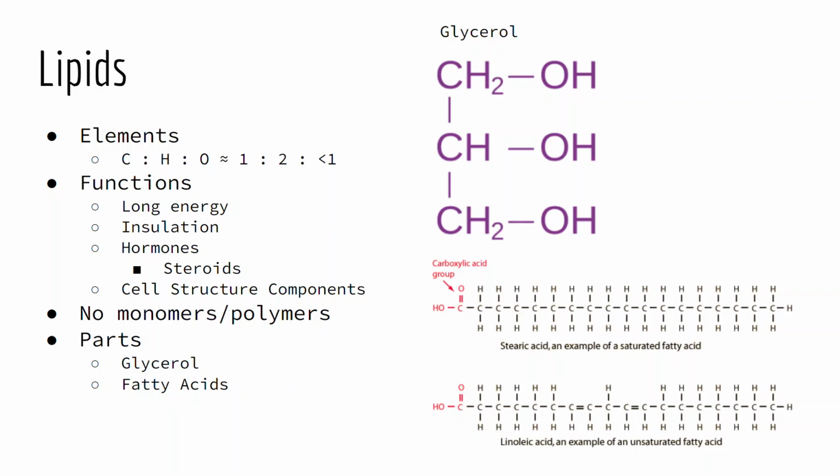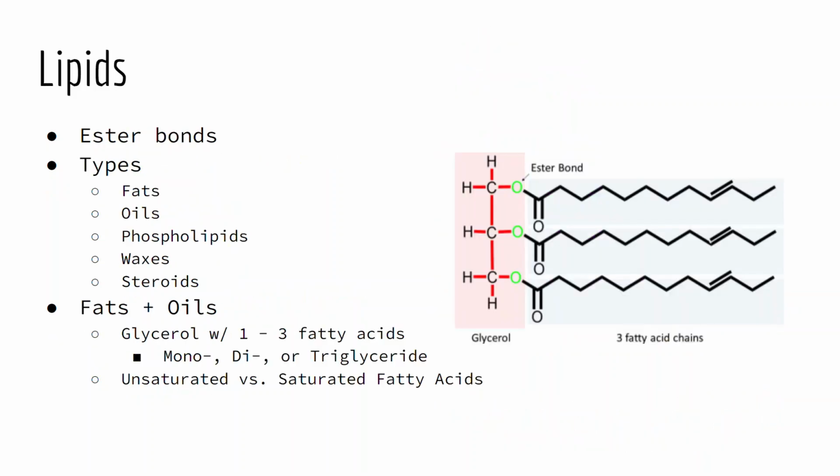So lipids have glycerol and fatty acids. And this is how the glycerol and fatty acids come together to make lipids. In the diagram to the right, you have basically a glycerol and then 3 fatty acid chains linked to that glycerol. And they're linked at these oxygens, you see.